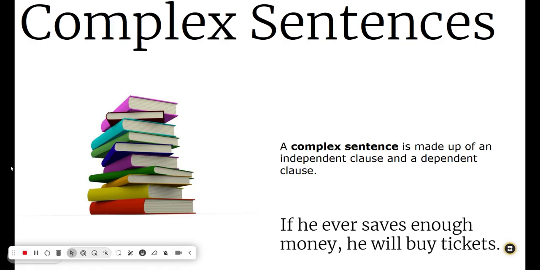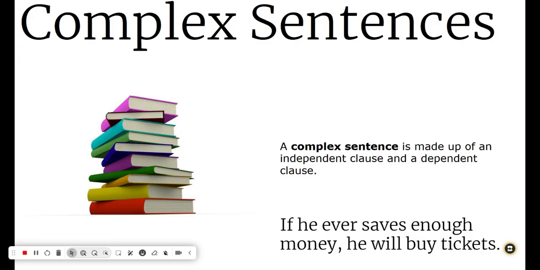Complex sentences get a little trickier. It has an independent clause, which is your complete sentence, along with a dependent clause. "If he ever saves enough money, he will buy tickets." So "he will buy tickets" is your complete sentence, your independent clause. And "if he ever saves enough money" is a dependent clause. That "if" makes it depend on the rest of the sentence. And it's a clause because you still have "he," which is a subject, and "saves enough money," which is a predicate. But because it starts with "if," it becomes dependent. And so a comma will separate both of those.